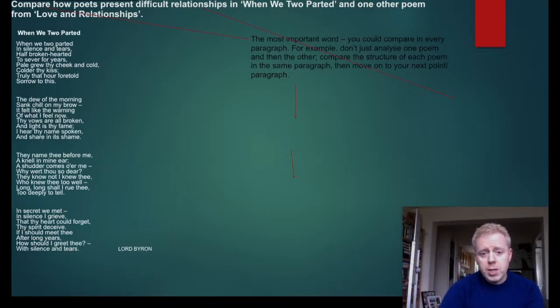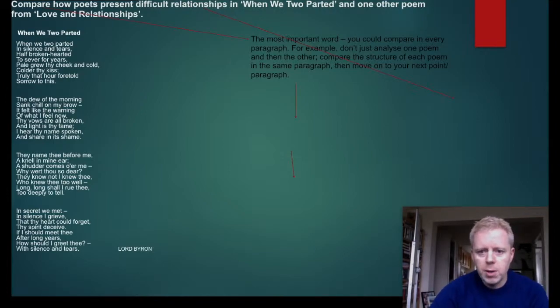A couple of points on the question. Most important word is compare. You could compare in every paragraph. For example, don't just analyse one poem then the other. Compare the structure of each poem in the same paragraph, then move on to your next point paragraph. Now you can within each paragraph analyse one poem, then the other poem, and then offer a comparative paragraph to conclude that point. Again, there's not one correct way.